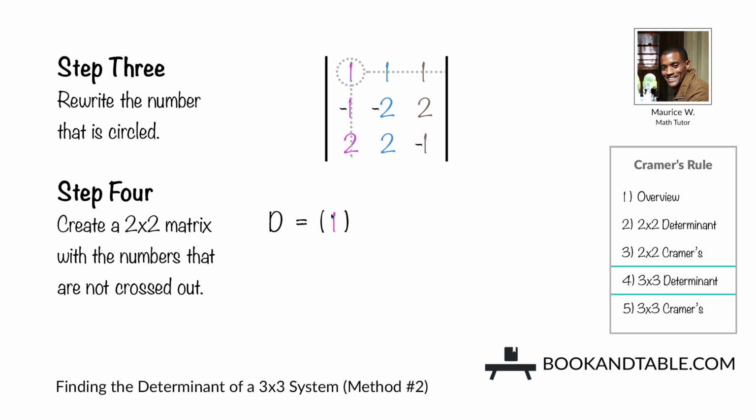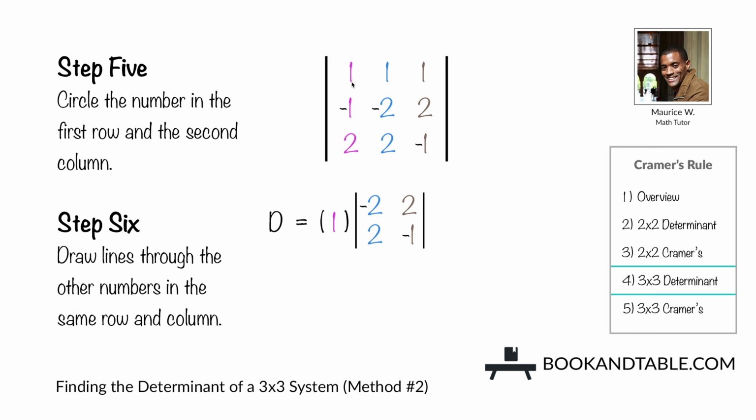In step 4, create a 2x2 matrix with the numbers that are not crossed out. So that would be these 4 numbers here, giving us a row of -2, +2, and a second row of 2, -1. So now we have our 2x2 created with the first number in row 1. So now we want to work on a 2x2 for the next number in that row.